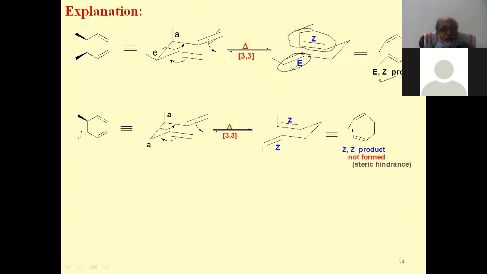Now come to the next one. If it is anti, and here it is anti, then what happens? These two methyl groups, same way we do it. Anti is this, trans. The trans is axial in the cyclohexane. So this is also axial. Let us put and see. The transition state will be involving this one. That means this bond will be something like this. This is going to be the transition state.